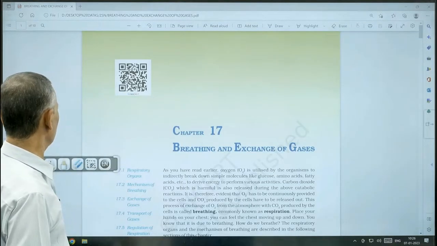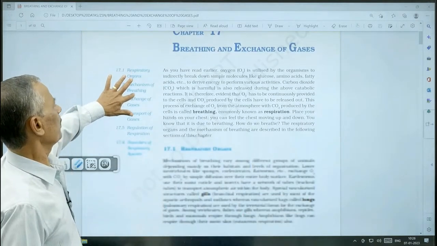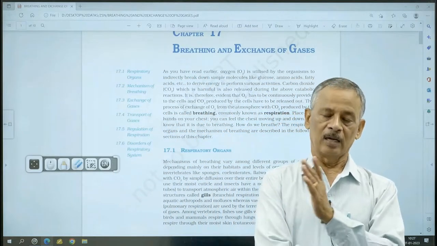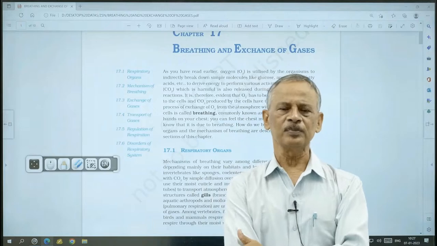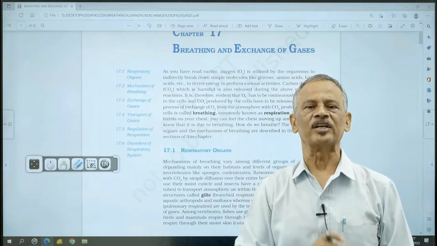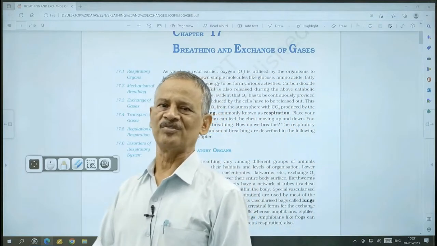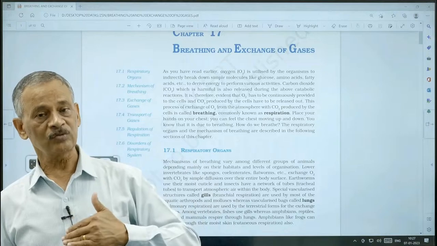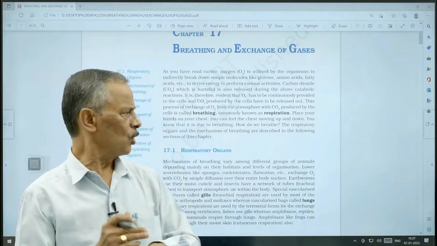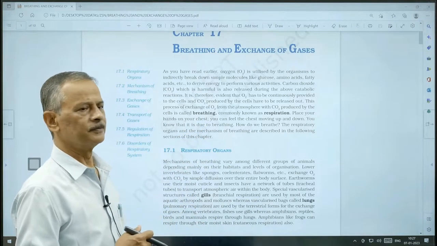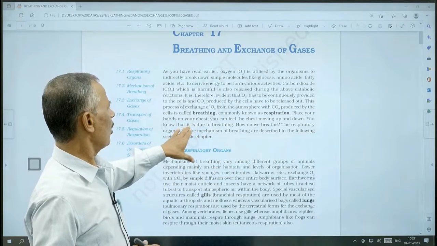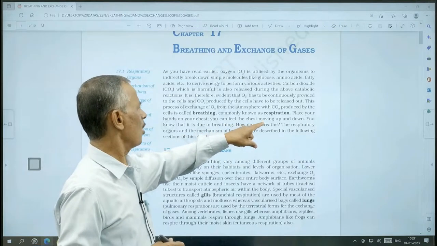What is breathing in brief? We have a mechanism of exchanging of gases. Oxygen is taken from the surroundings and utilized for oxidation, and as a result of that, carbon dioxide is produced. This carbon dioxide is to be sent out. So we are taking in oxygen and sending out carbon dioxide. This reciprocal exchange of oxygen and carbon dioxide between the organism and the environment is called breathing, which is also called respiration.